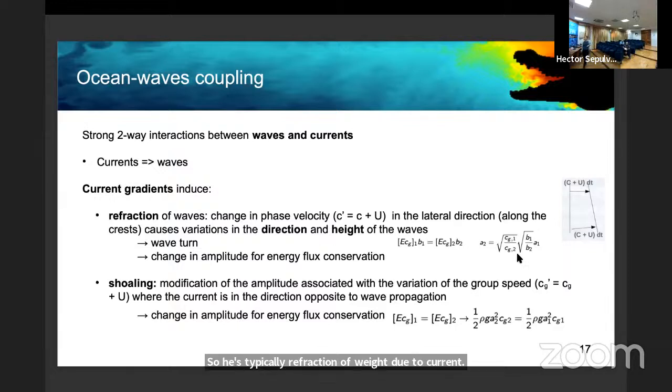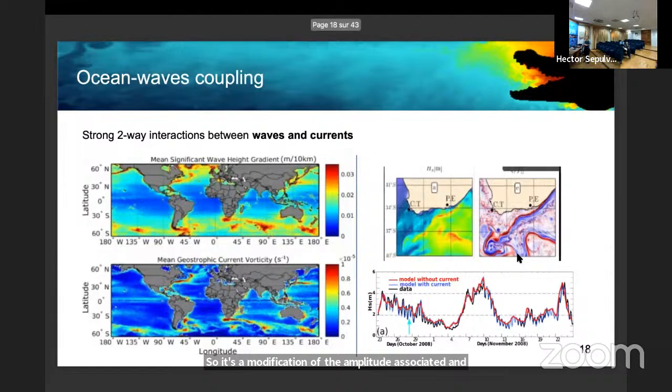Then, as you also have a change in the group speed, you will have what is named shoaling. So it's a modification of the amplitude, associated also to energy flux conservation. And here are some illustrations of that. The first picture on the top left is the mean significant wave height gradient. And what do you see in this significant wave height gradient? Definitely you see currents, the main oceanic currents. You can see the Gulf Stream, the Kuroshio, the Agulhas current. So the change in the wave height is associated to currents. And this is from satellite observations.